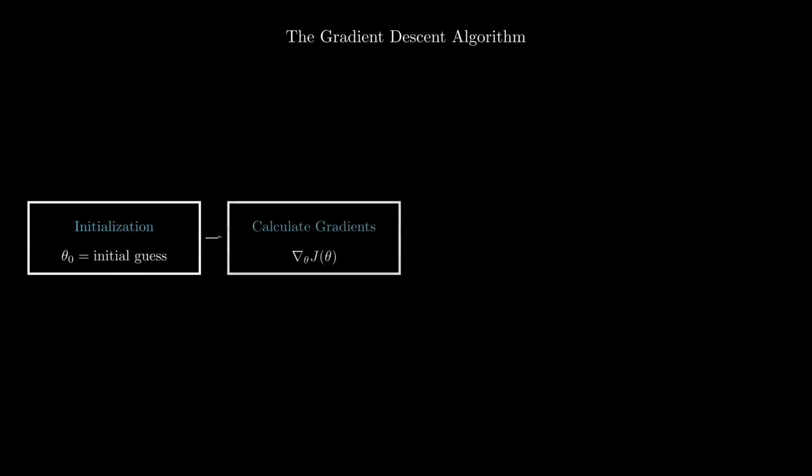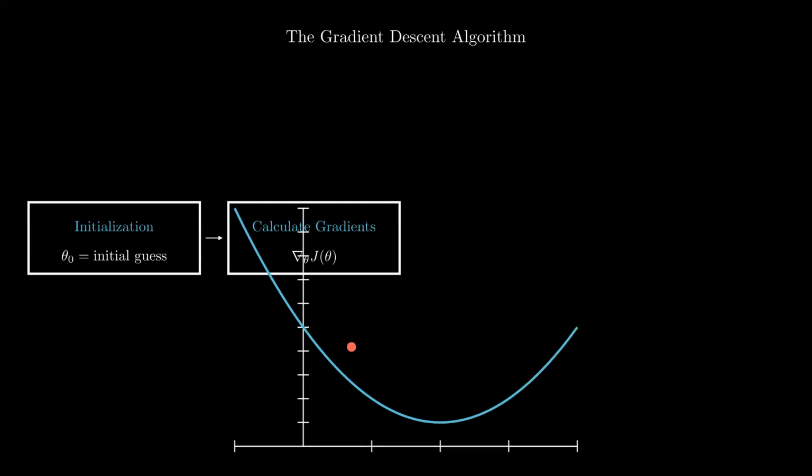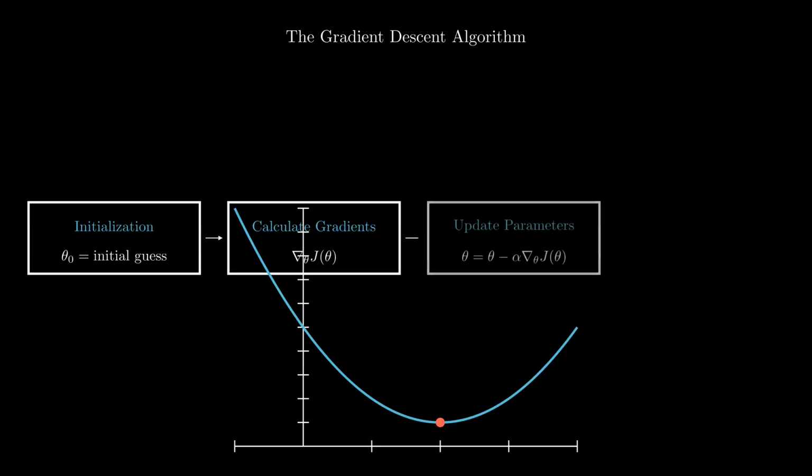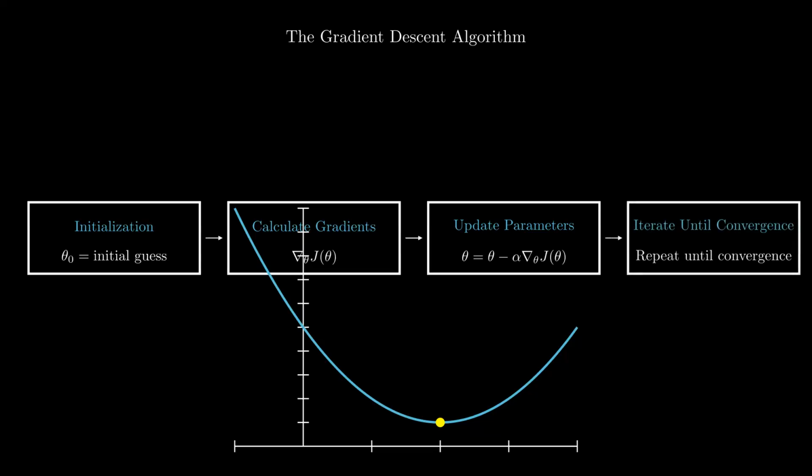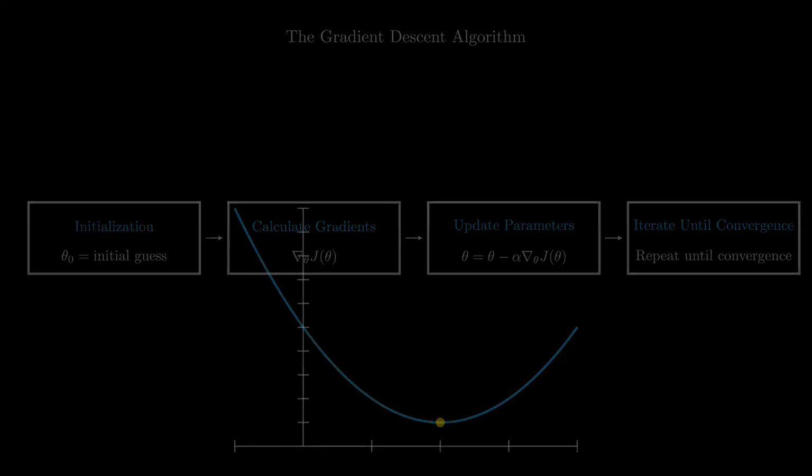The first step is initialization. We start with an initial guess for the parameters, denoted as theta naught. Next, we calculate the gradient of the loss function with respect to the parameters. The gradient tells us the direction of steepest ascent. Using the gradient, we update the parameters. This brings us closer to the minimum of the loss function. Finally, we repeat these steps iteratively until convergence. This is the essence of gradient descent. This concludes the explanation of the gradient descent algorithm.